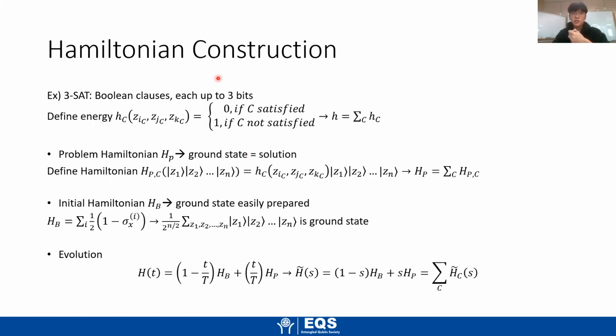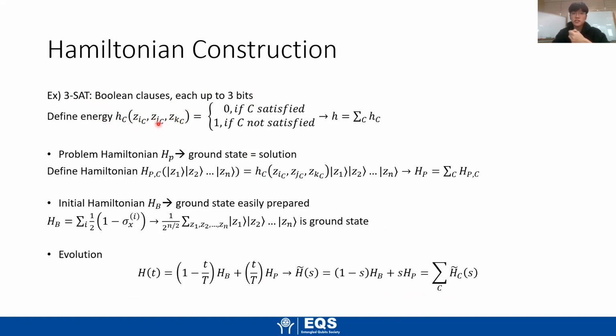So let's give a simple example of how we can construct such a Hamiltonian. Let's consider a 3-SAT problem. This has Boolean clauses, and each of them is affected by 3 bits. So we can define an energy function for each clause. Let's say that for this clause C, it is affected by the bits Z_iC, Z_jC, and Z_kC.